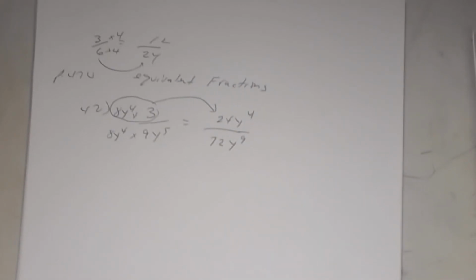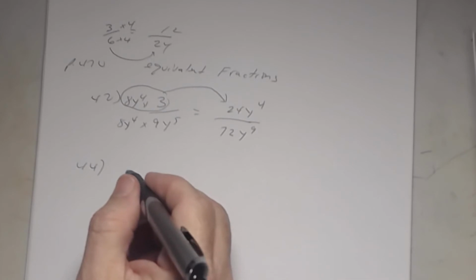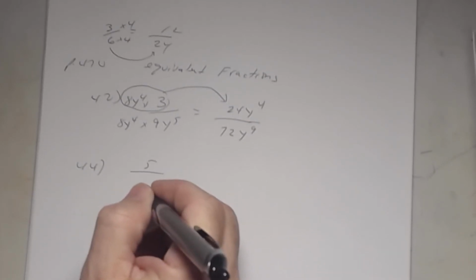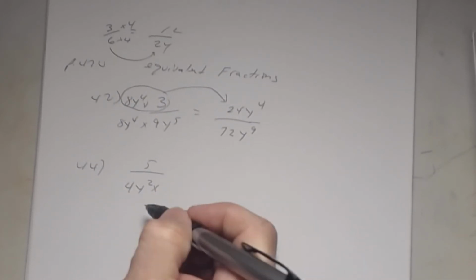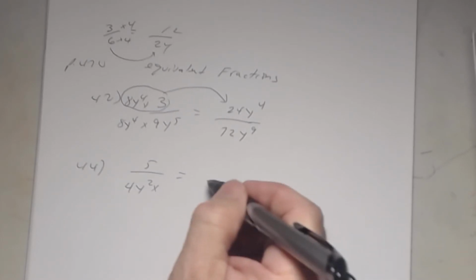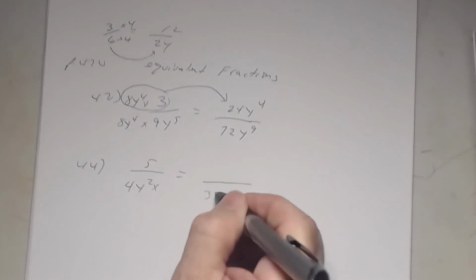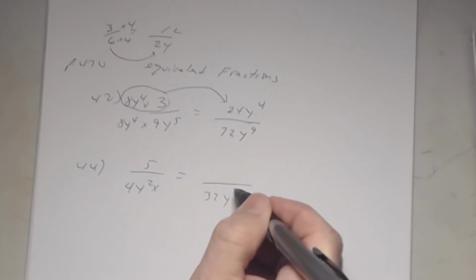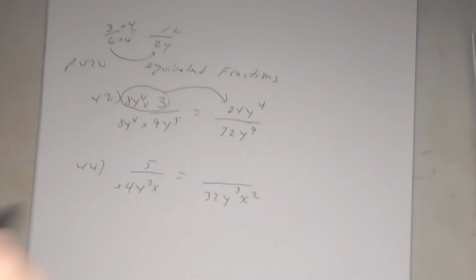All right. Let's look at 44. So in 44, you have 5 divided by 4y squared x. All right, so that's my fraction. I want to write an equivalent fraction that has this denominator though: 32 y cubed x squared. So what do I need to multiply the numerator and denominator of that first fraction by to get that denominator?